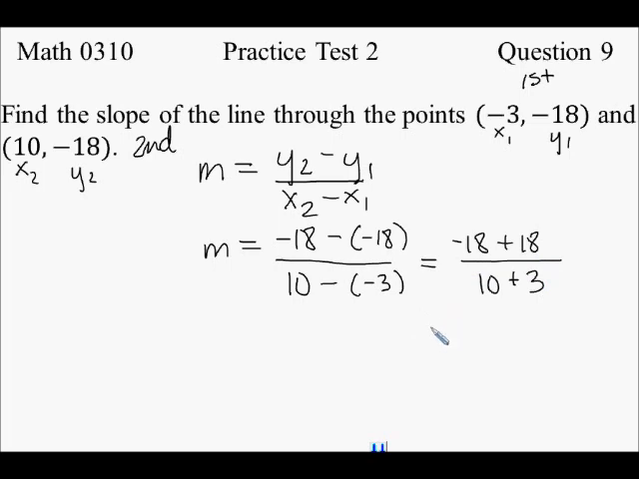Alright, so on top we have m equals negative 18 plus 18. That's going to be 0 on top. And divided by 10 plus 3 is 13. And 0 divided by 13 is still going to be 0. So our slope here is 0. Answer choice A.